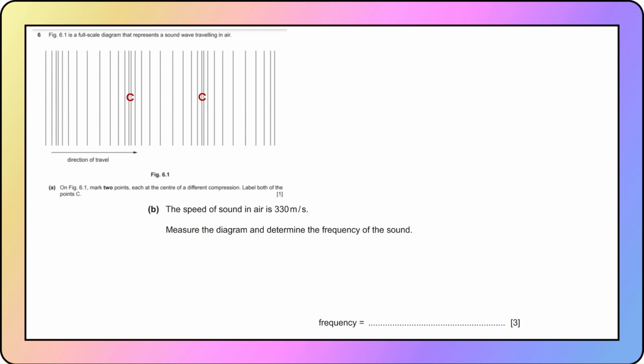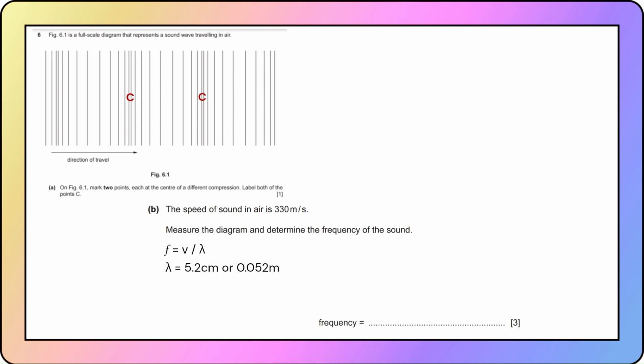But over here, we don't have the time, so we could use the other formula. Frequency is equal to wave speed divided by wavelength. To get the wavelength, we have to measure the distance between two compressions, as that's one wave cycle. We have to measure this off the diagram, which is 5.2 centimeters or 0.052 meters.